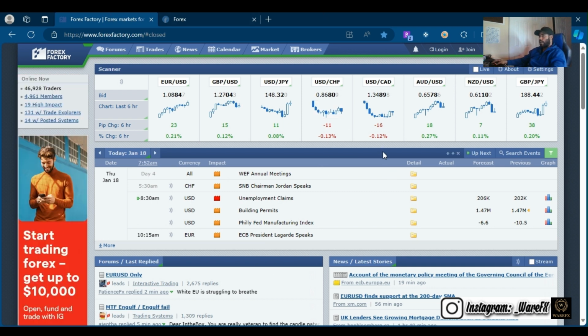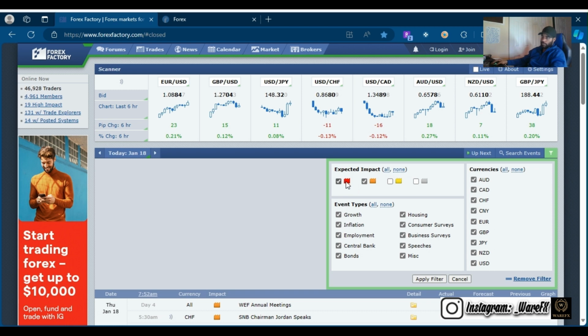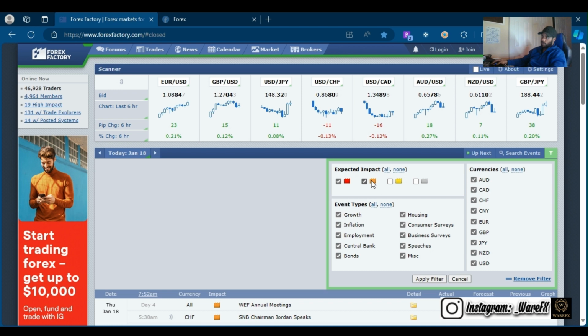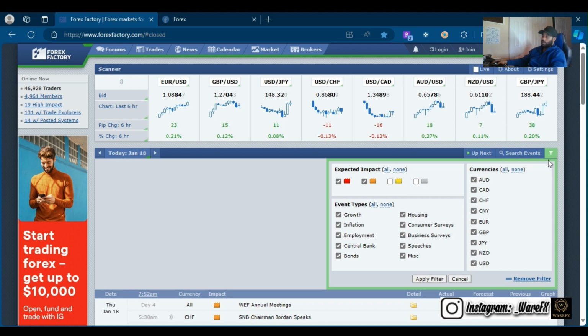So one thing I do in Forex Factory is I go to filters and I have the red folder highlighted, which is high impact news, and the orange folder highlighted, which is medium impact news, because these are the two folders that really affect the market. The low impact news, and I don't know what this is, and the non-economic news, they don't affect the market too much at all.